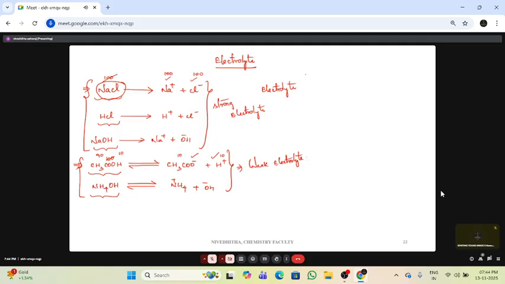So we have a parameter which denotes whether that is a strong electrolyte or weak electrolyte. That is nothing but alpha. What is alpha? Alpha is nothing but the degree of dissociation. Using the value of alpha, we can understand whether the electrolyte is a strong electrolyte, weak electrolyte, or weakest electrolyte. So there is a formula to calculate alpha. I'll tell you the formula.